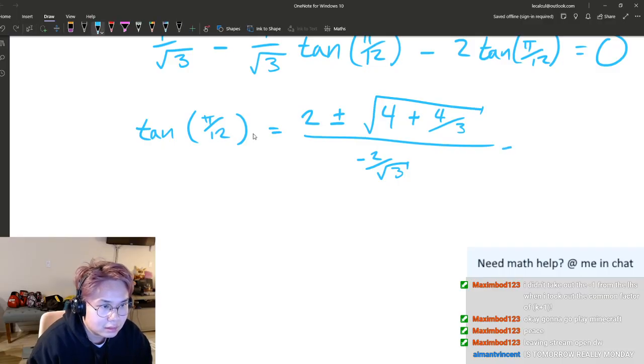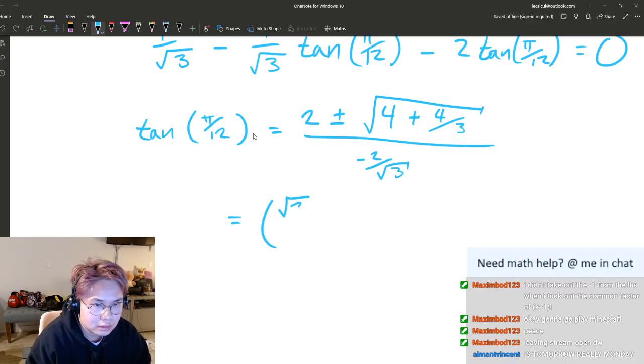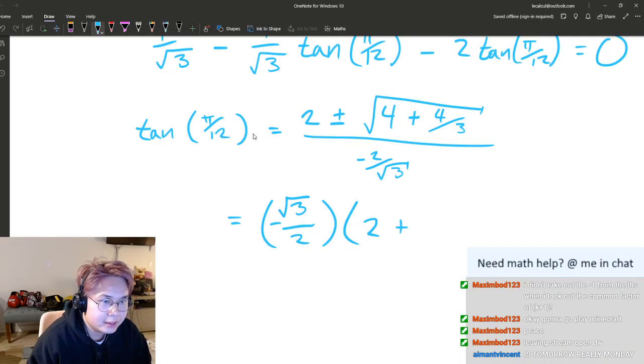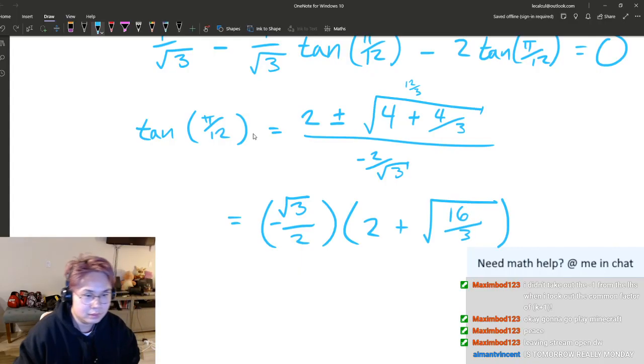Alright, okay. First off, change to multiplying by the reciprocal. And then 4 is 12 over 3. So this is going to be 16 over root 3. Okay, multiply it in.